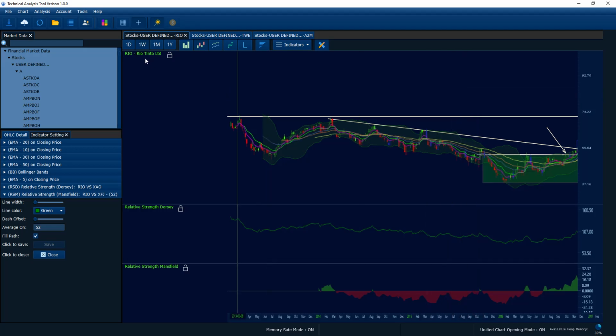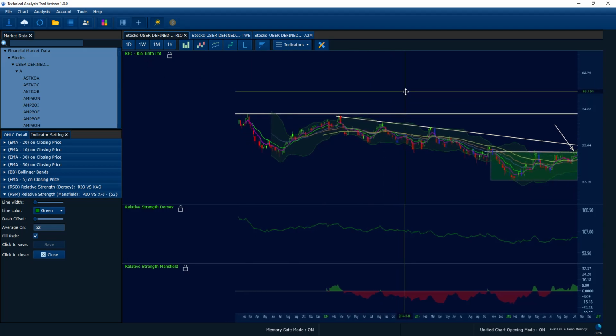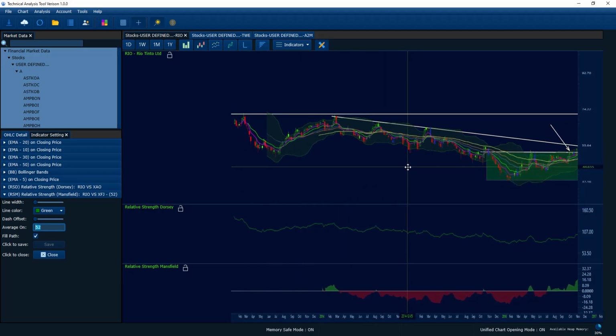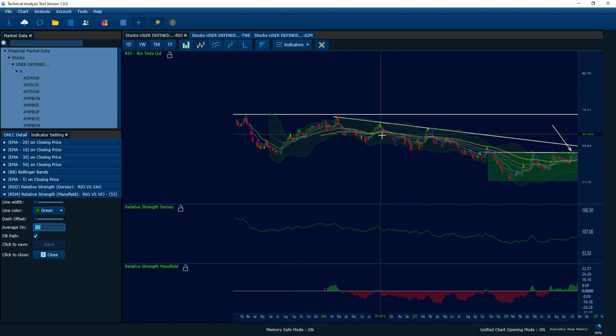So this is our Rio Tinto mining. For example, I already applied the RSD and the RSM indicators using default values here. As you can see, Rio Tinto has been running a downtrend, and then it stops and forms a bottom pattern here. You can see this green rectangle here. That means a consolidation is forming before it breaks out.